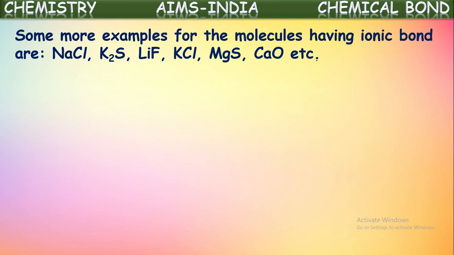Generally, you can say simply here, a generalized statement: between the metals and non-metals, generally ionic bond is formed because metals are electropositive. Metals tend to lose electrons. At the same time, non-metals are electronegative elements generally. They tend to accept electrons. So when metal and non-metal combine, immediately electrons will be transferred from metals to non-metals. Hence, ionic bonds are formed.